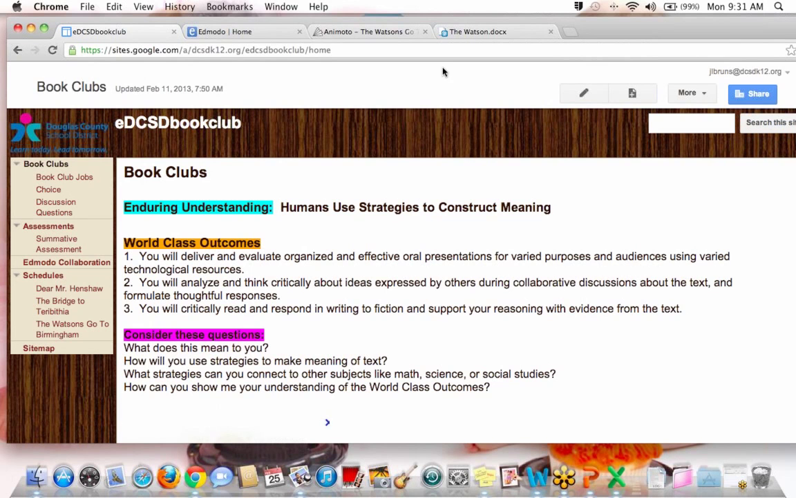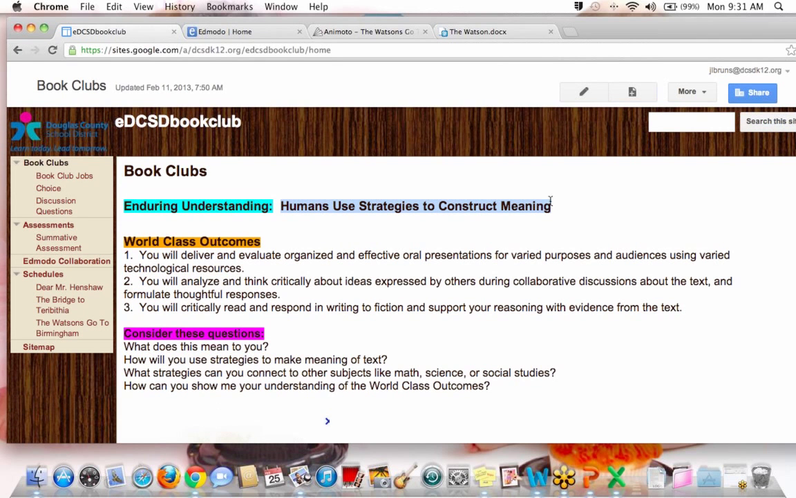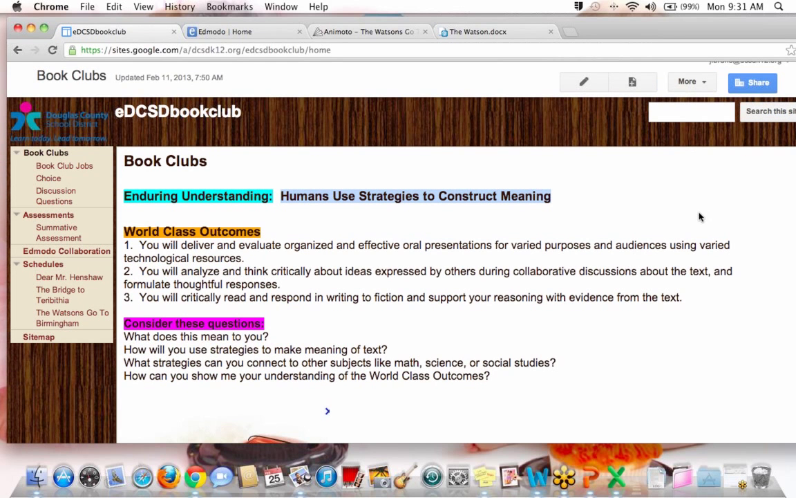So obviously I am here on our book club site, and I just wanted to remind you of what we've been working on this entire semester. Our enduring understanding is that humans use strategy to construct meaning. We used a lot of reading strategies to make meaning of our text as we read. Some of these strategies that we used were summarizing. We had discussion directors who were questioners.